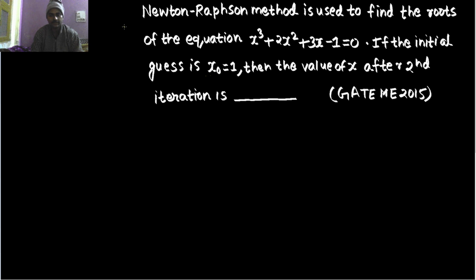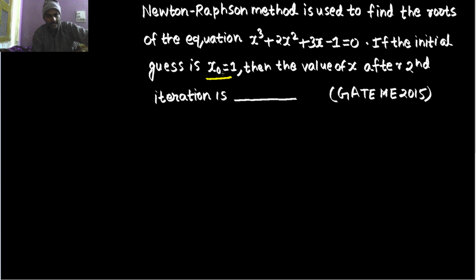Let's solve this question which appeared in GATE examination 2015. It says Newton-Raphson method is used to find the roots of the equation. Equation is given. If the initial guess is x naught equals 1, then the value of x after the second iteration is. So in this question, we don't need to find the interval in which the root lies because they have already given the value x naught.